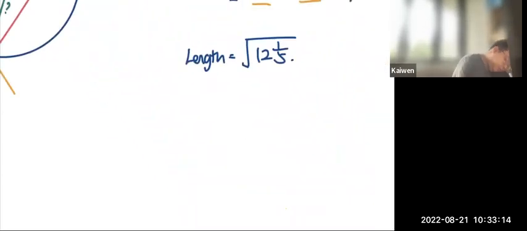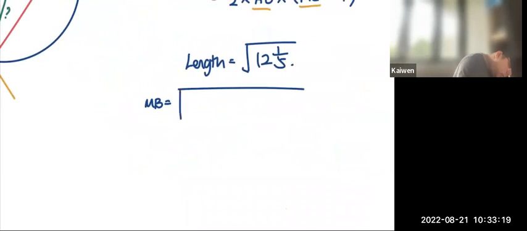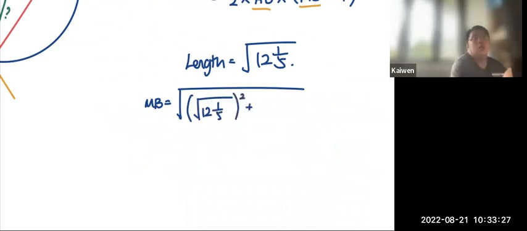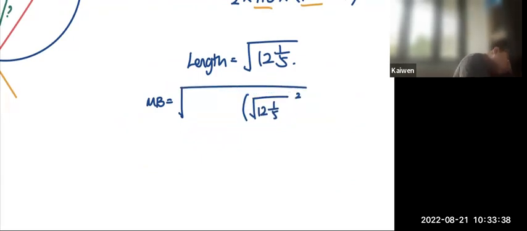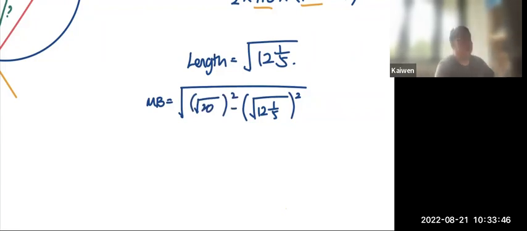I'm going to compute everything from now on. So MB, we're going to take the length of CM. So this is the square root of 12, 1 over 5, whole thing squared plus, oh, sorry, I made a mistake. It's supposed to be the radius of the circle. So that is the root of 20, whole squared, minus this thing. And I will get something quite beautiful as well. So it's the root of 7, 4 over 5.